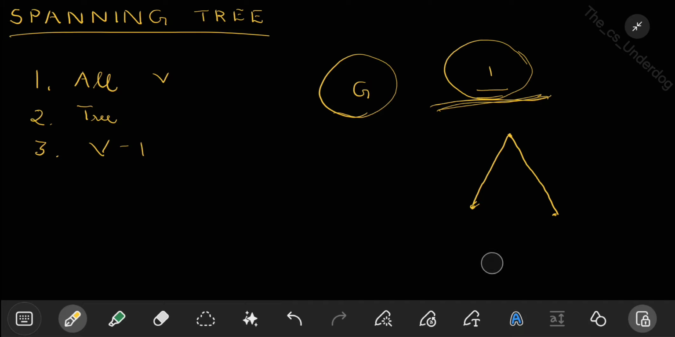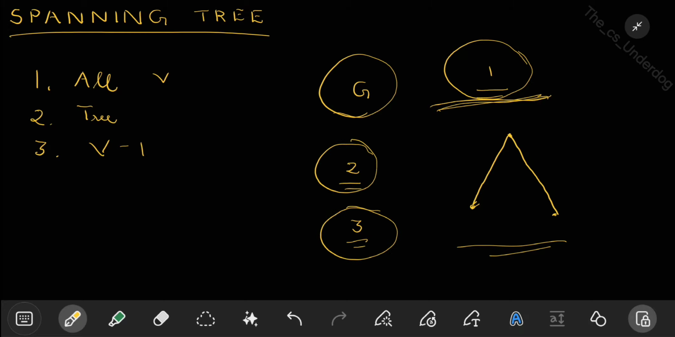For example, this we already said is a spanning tree. How many edges does it have? 2 edges. And how many vertices? 3 vertices. So what is the number of edges? V minus 1. Similarly, when we took this spanning tree previously, we had 5 different vertices.